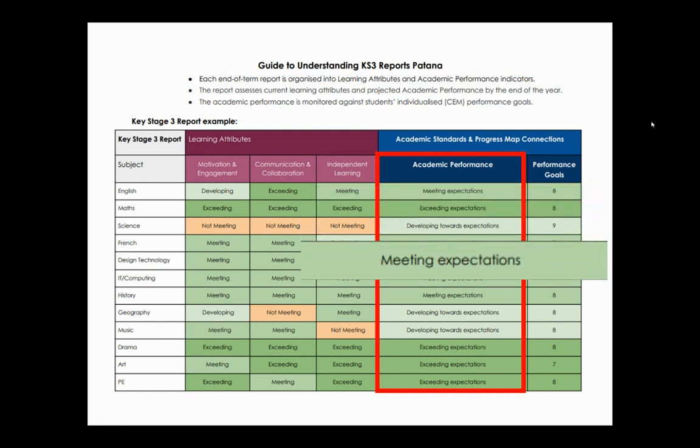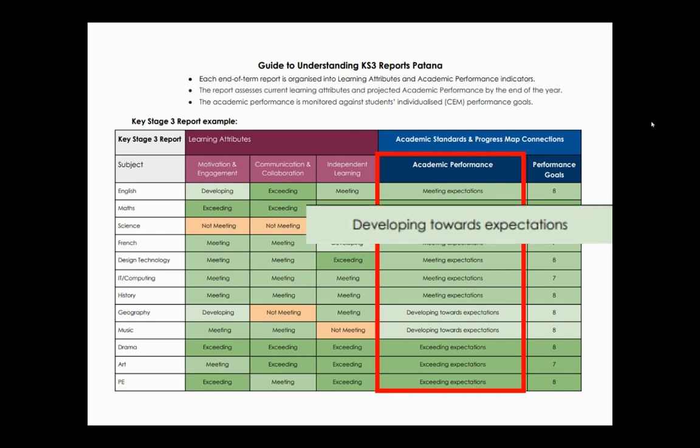Meeting. Maintaining this level of performance, in all subjects throughout KeyStage 3, means you have shown strong and steady progress. This is a level of performance we expect from students. Developing towards. This means your teacher has identified additional next steps or areas for you to focus on, to make the shift towards meeting expectation.